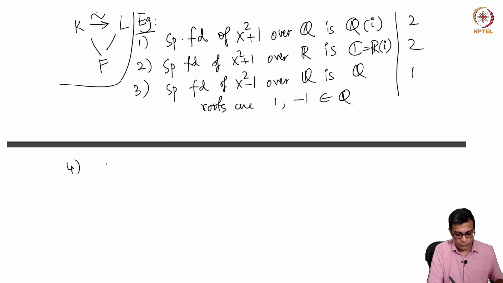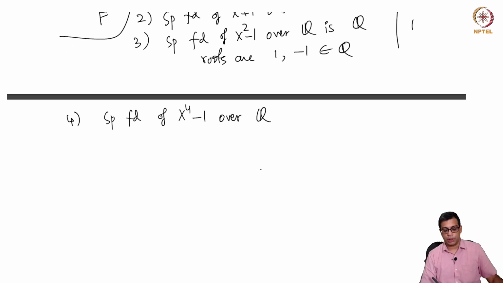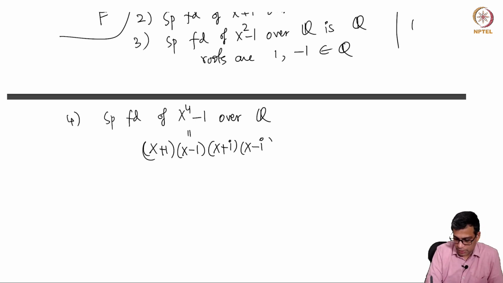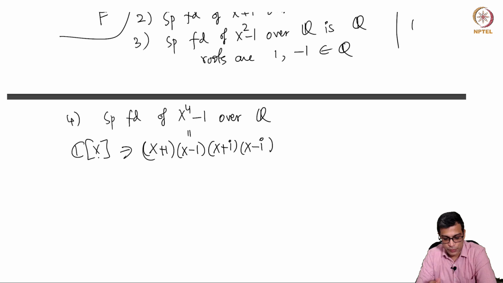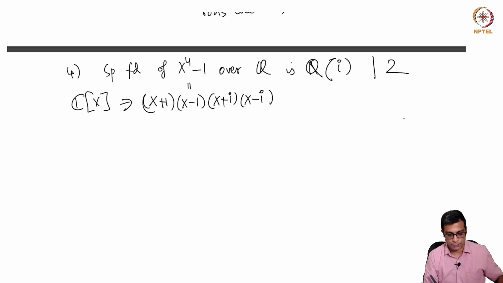What is the splitting field of x to the 4 minus 1 over Q? So in order to do this, we have to figure out how this splits. This splits as (x plus 1)(x minus 1)(x plus i)(x minus i), right? This inside C[x]. In C[x], this is how it splits. 1 and minus 1 are already in Q. So if you adjoin i, minus i will already be there. So this is Q adjoined i as before. So the degree is 2 here also.